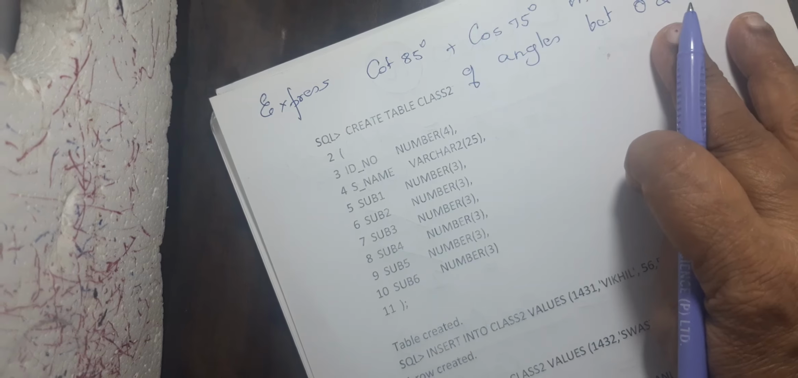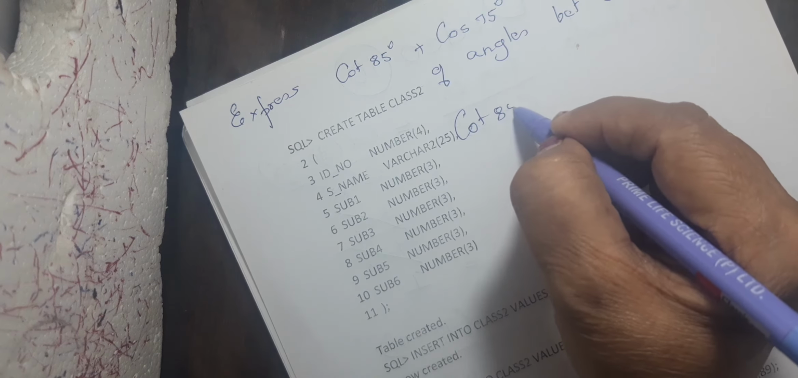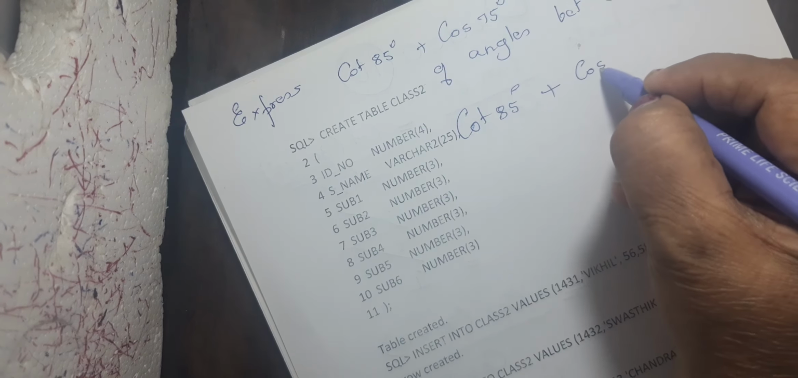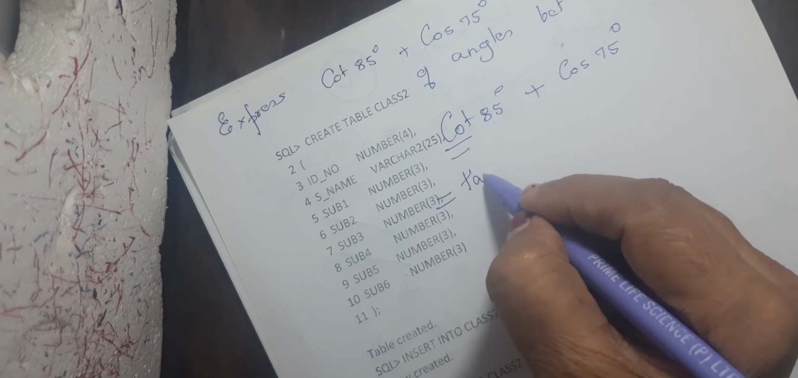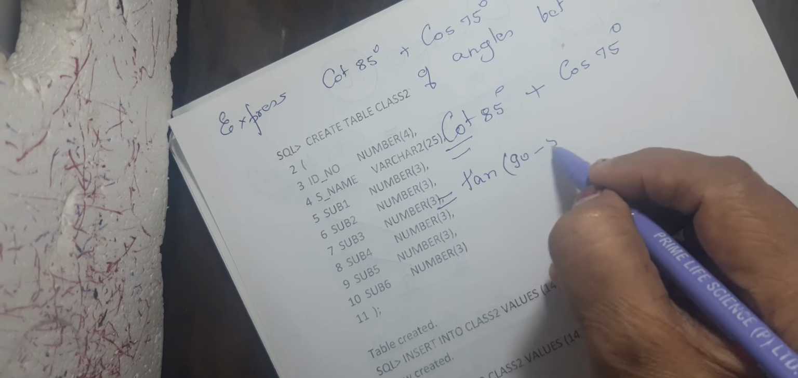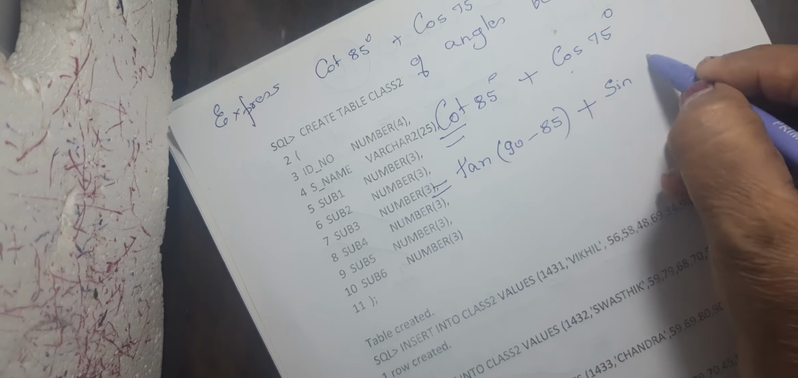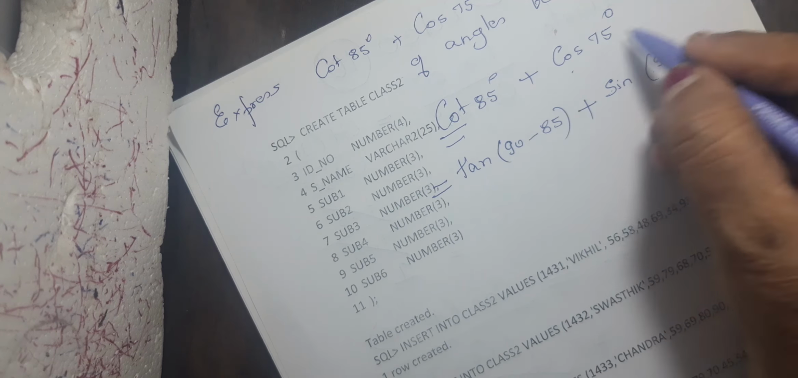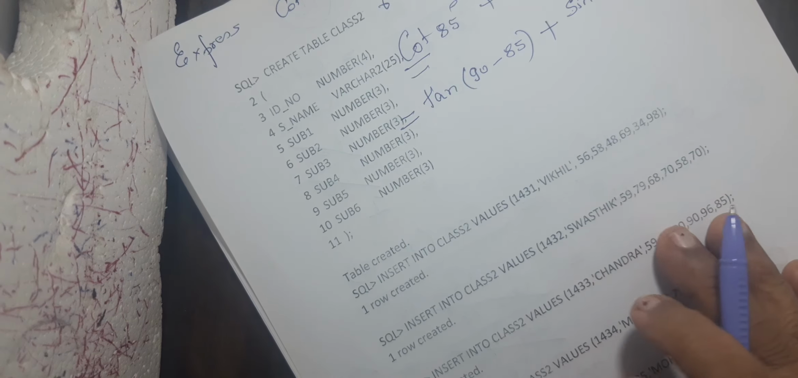Means you have to convert them in such a way that you'll get the answer of the angles between 0 and 45. That we can easily do. Now cot 85 degrees plus cos 75 degrees. It can be written as tan of 90 minus 85 plus this cos will become sine. Sine, when can you write sine? Only when you write 90 minus 75. You will learn this in the ninth video.